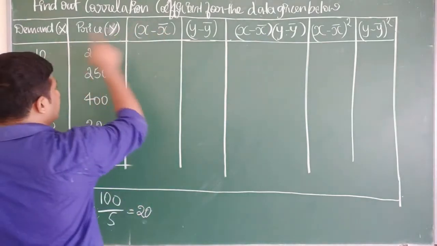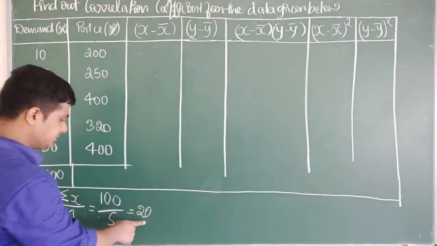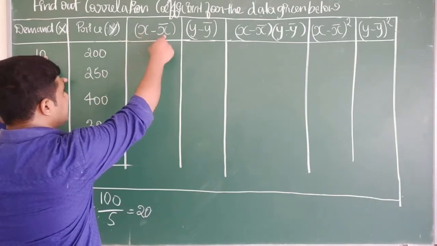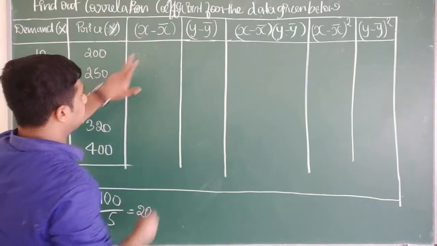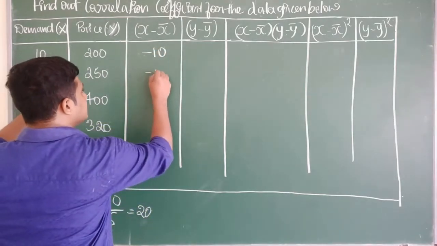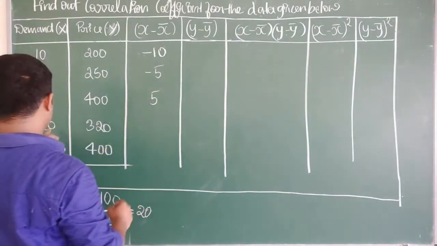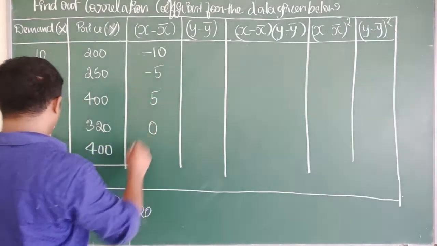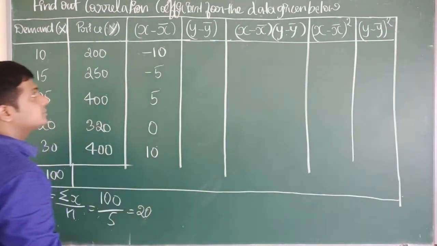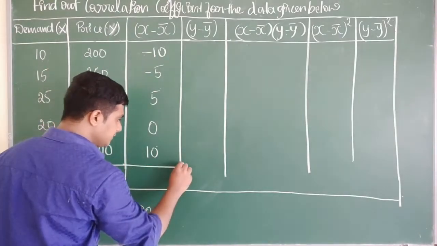So now we can calculate x minus x bar. Now we know x bar is 20, x we know 10, so 10 minus 20 is minus 10, 15 minus 20 is minus 5, 25 minus 20 is plus 5, 20 minus 20 is 0, 30 minus 20 is 10. So these are deviations from the actual mean value. So this we have calculated.